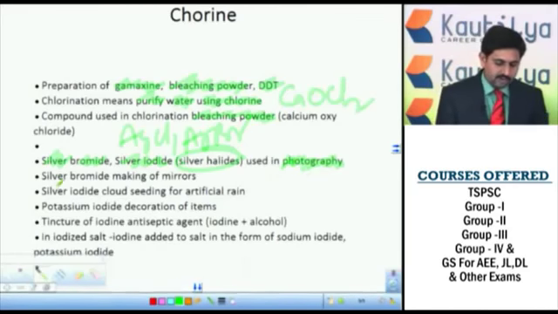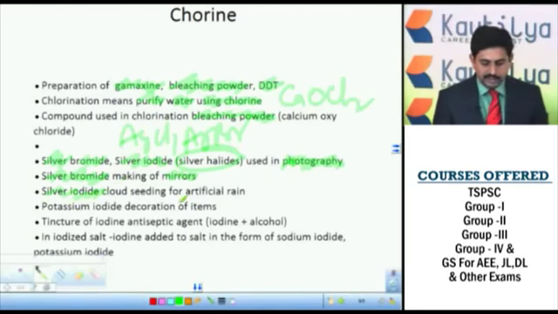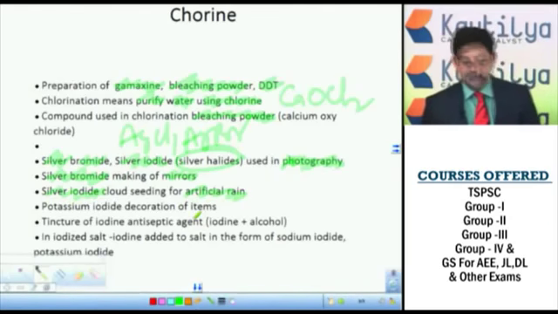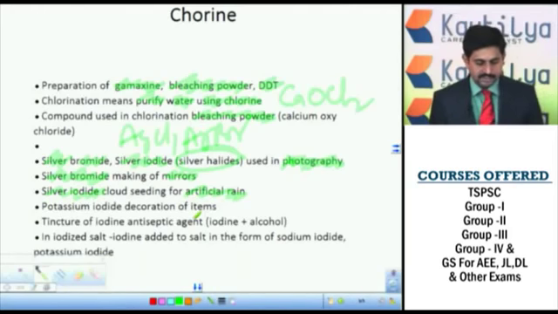Silver iodide is also used in the making of mirrors, and silver bromide is also useful in the making of mirrors. Silver iodide is useful for artificial rain. Silver iodide is positive and is sprayed onto the clouds, and it releases the water, which is called artificial rain.